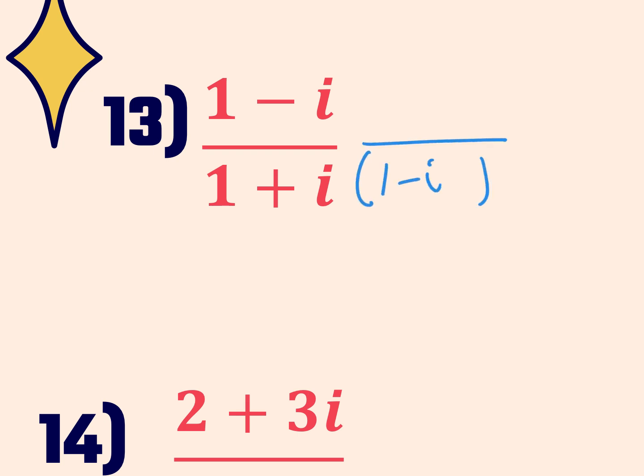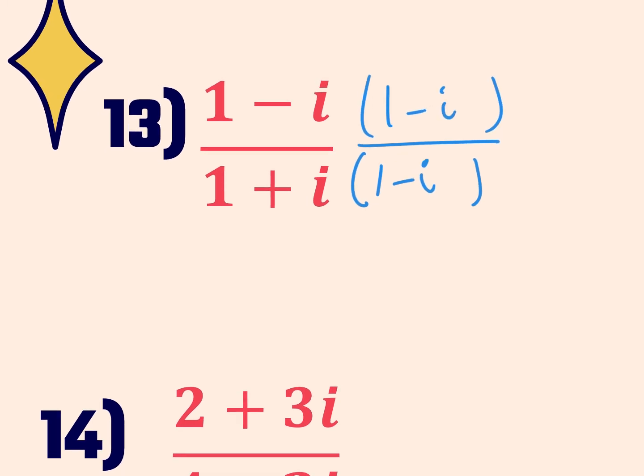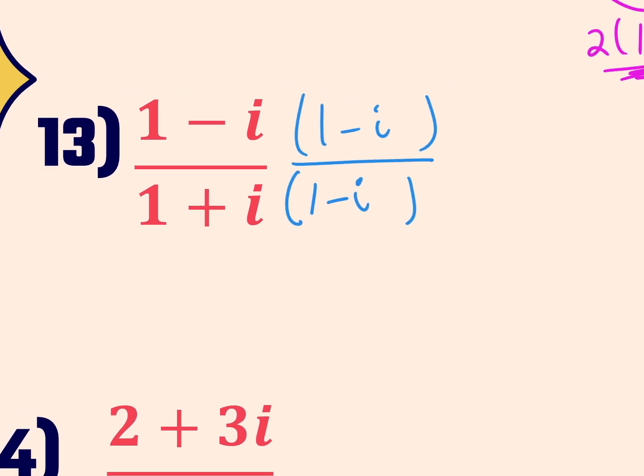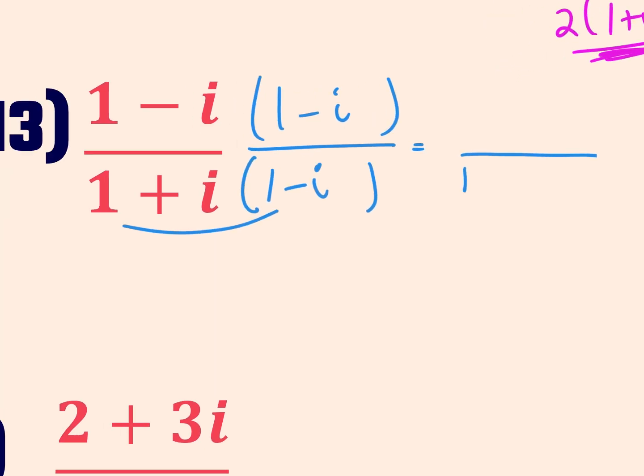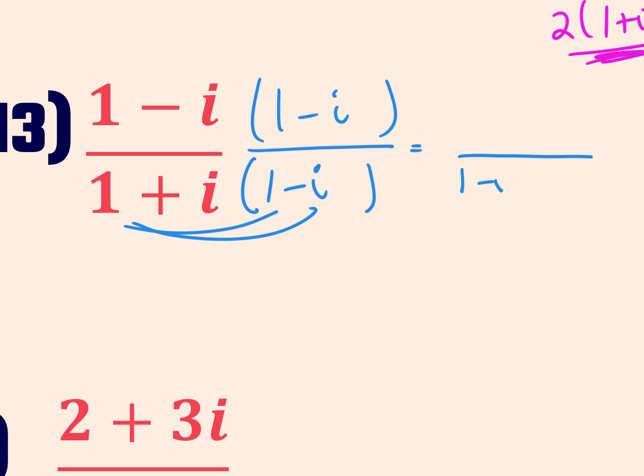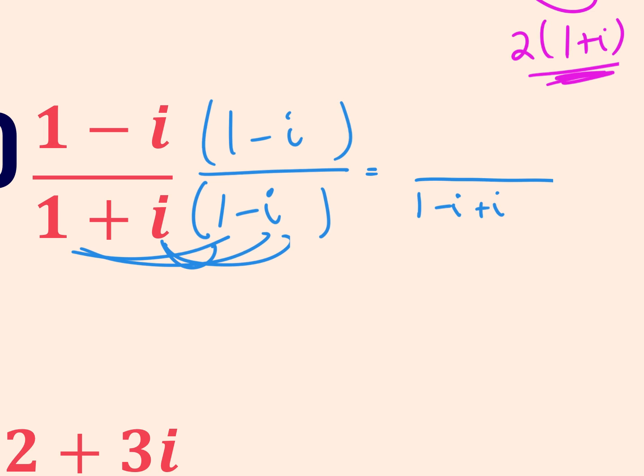1 minus i. Good. Don't get confused because these look similar. The denominator is your issue that you have to fix first. So 1 times 1 is 1. 1 times negative i, negative i. i times 1 plus i. i times negative i is negative i squared. I see i squared and I do what? Cross it off and change the sign, right?